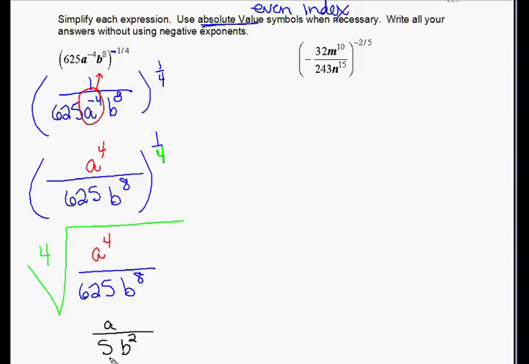Now don't forget, it says that we have to make sure we use absolute value symbols when necessary. Well, I know that 5 is positive, and I know anytime I square a number it'll be positive. But this a, I do not know that it's positive, so I need bars just around the a to guarantee that that will also be positive.